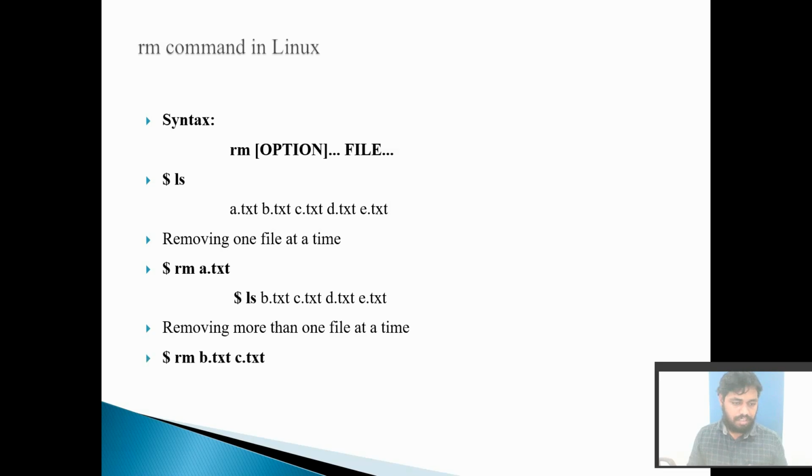Okay, by using the remove command we can also delete more than one file. The best example we saw in command mode: rm space b.txt and c.txt. After completion of command execution, we need to check how many files are in the current directory. In that way we use the ls command, so it can display the list of files: d.txt and e.txt. So by using the rm command we can remove one file or multiple files.